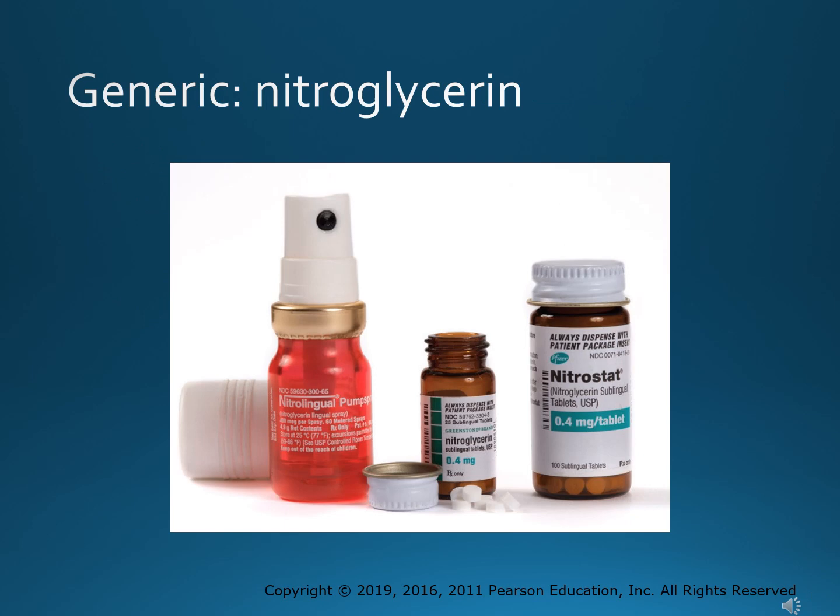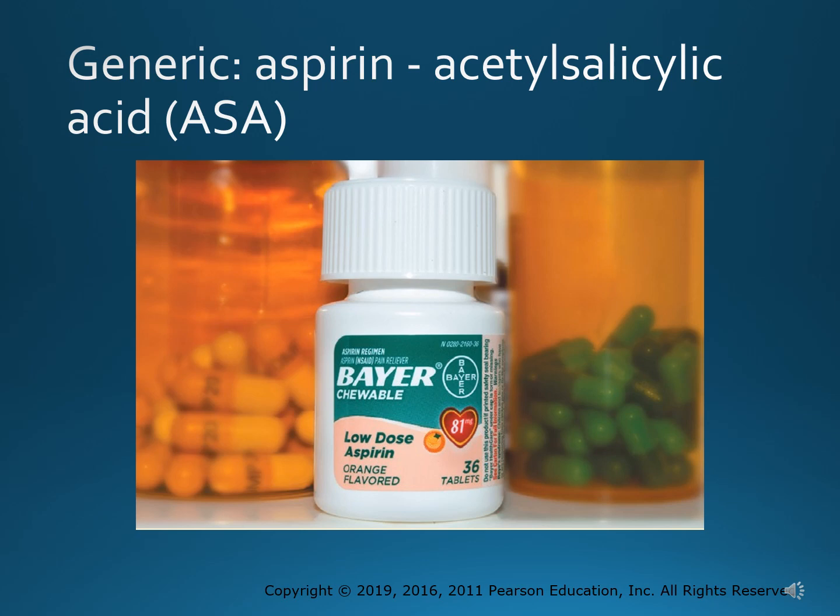Here are your different types of nitro. You've got the spray, the tablets, those really small bottles or the larger bottle. They're all 0.4 milligrams. Even on the sprays, one spray is 0.4 milligrams. Here is your bottle of aspirin or ASA. As you can tell, it's 81 milligrams, so you would need 4 of them to equal the 324 milligram dose that's required.